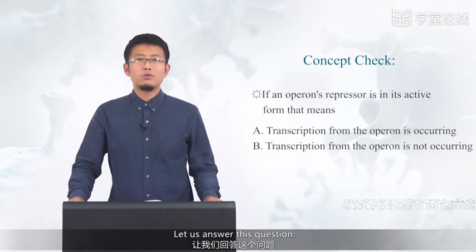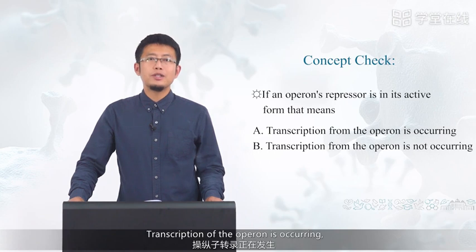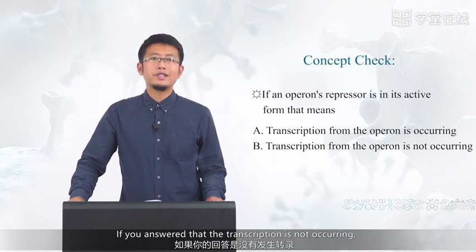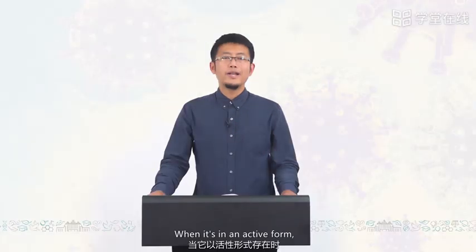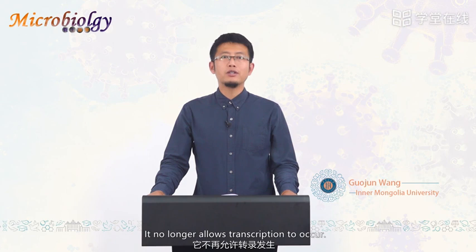Let us answer this question. If an operon's repressor is in its active form, does that mean transcription in the operon is occurring, or transcription of the operon is not occurring? If you answered that the transcription is not occurring, you are correct. When it's in an active form, that means it is bound to DNA. It no longer allows transcription to occur. Good job if you got it right.